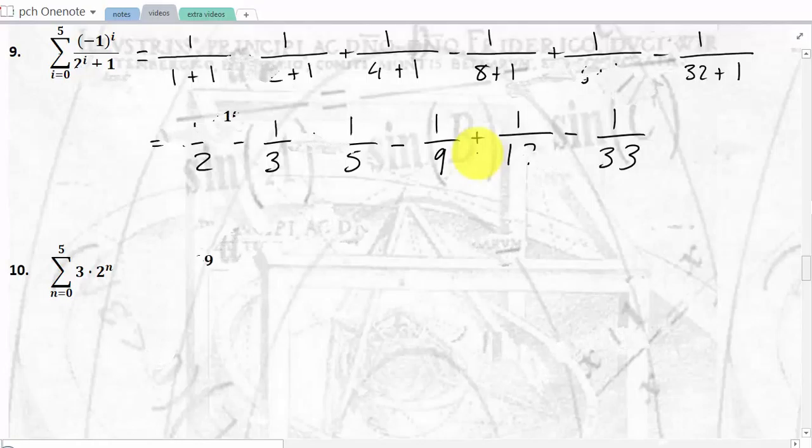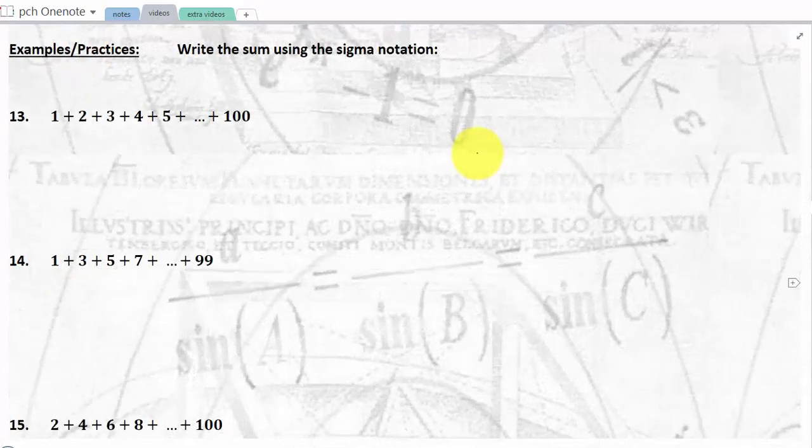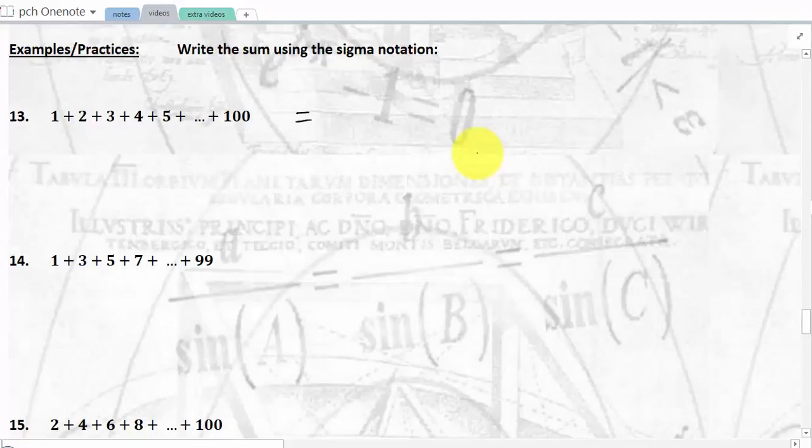Let me move on. So here I have to use the sigma notation to write this sum. The first one is pretty simple. I'm going to go from i equals 1 to 100, and my general term is just i. That's very, very simple. Well, what about the second one?